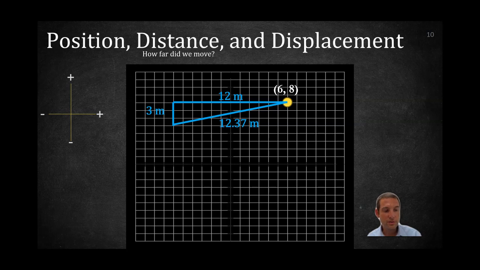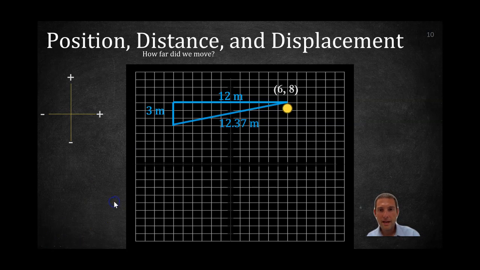I can say 12.37 meters northeast, or just keep it as a positive because it's going up and to the right. Remember, we normally take up to be positive, right to be positive, left to be negative, and down to be negative. In physics and math, up and right being positive is just normally how we do it. All right, let's keep moving.